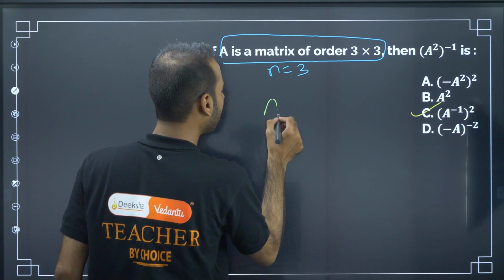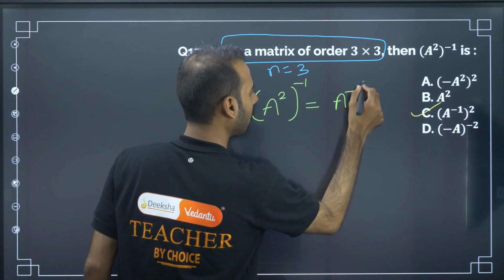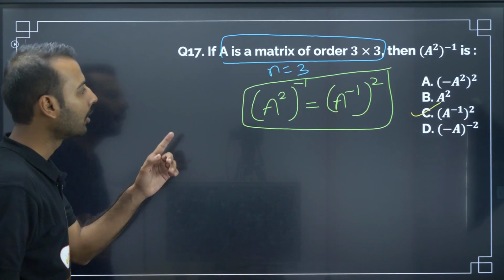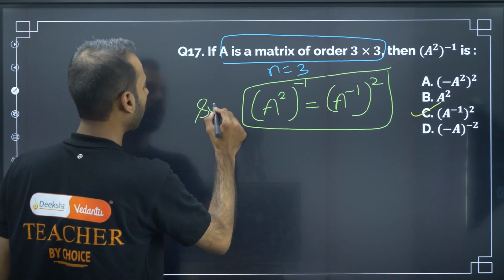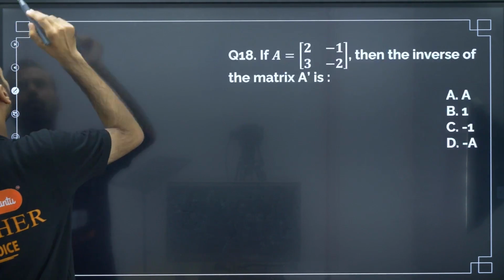Anyways, the theorem is there, but right now in the exam this is not required. So you take this as a synopsis point: A square inverse is A inverse square. Please make a note of this synopsis. If you know it, it is a good thing. If you don't know, you take this as a synopsis. Moving on to the next question.